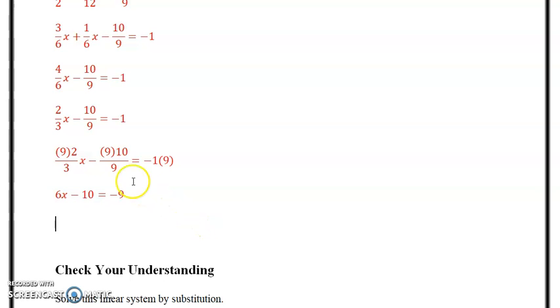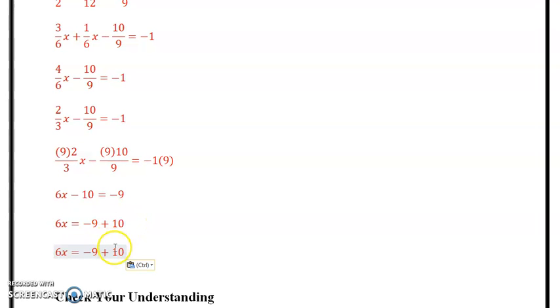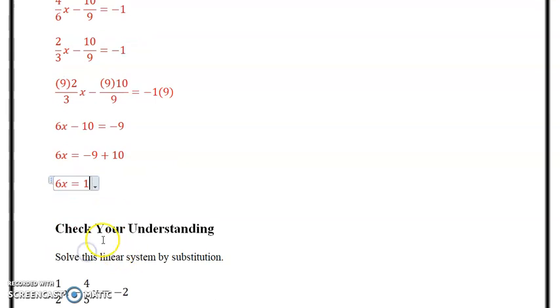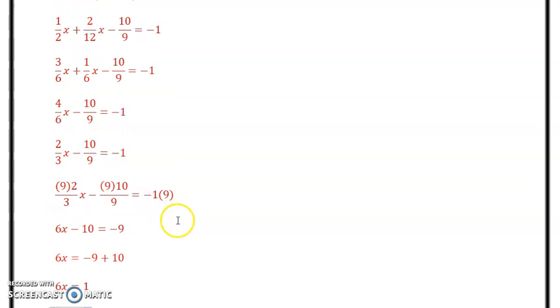Next, what we're going to do is add the 10 to both sides. So we add 10 to both sides, so that's gone. So it'll be plus 10, right? And then we have 6x is equal to 1. And divide both sides by 6. And x is equal to 1/6. And you're done. That's it.